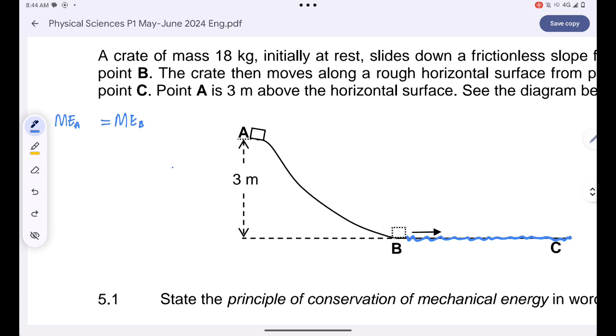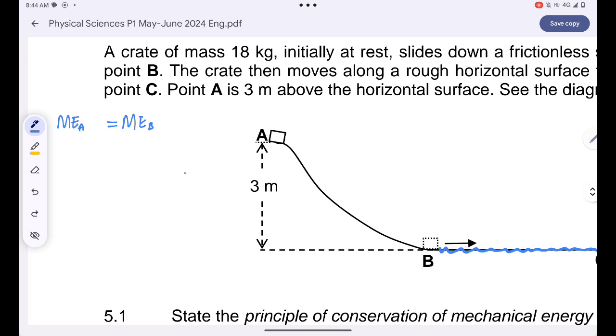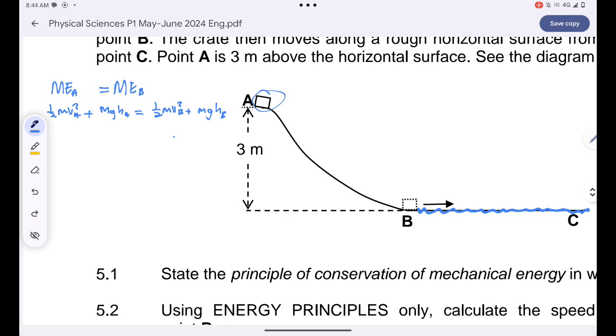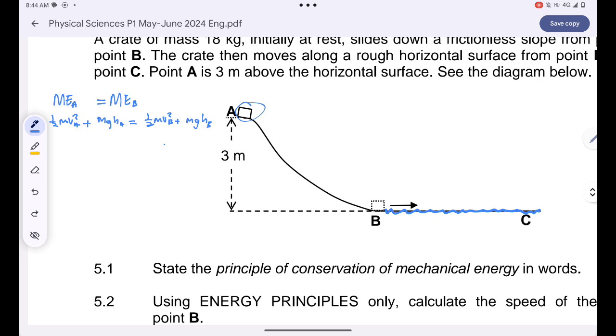So I can simply say that the kinetic energy at position A, that's 1/2 mv squared at A, plus the potential energy at position A must be equal to the kinetic energy at position B plus the potential energy at position B. Now let's substitute. Since the crate is released from rest, its initial velocity is 0. The velocity of the crate at position A is 0, and hence the kinetic energy is also equal to 0 joules.